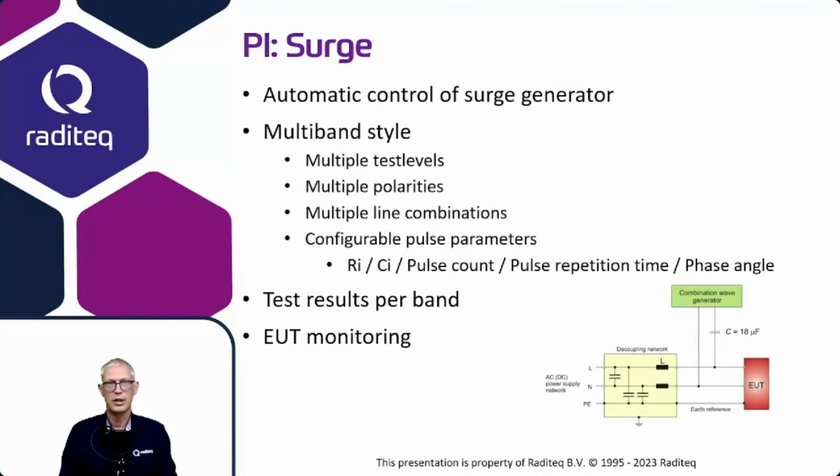For surge, it's more or less similar. We can control the surge generator with multiple bands, with multiple test levels and polarities. Also, the test results can be specified here per band, and the pulse parameters can be configured. The pulse count, the pulse repetition time, the RI and the CI can be specified and will be transferred to the surge generator. And also automated EUT monitoring is fully supported in this test mode.